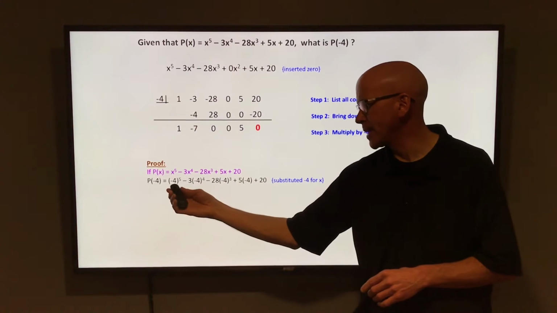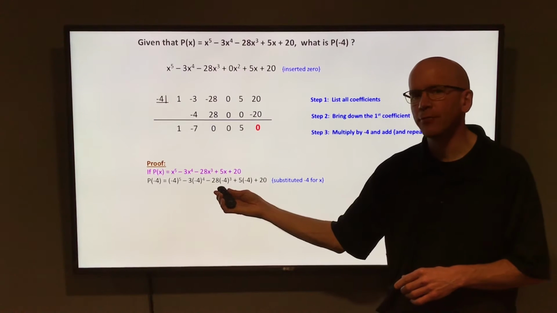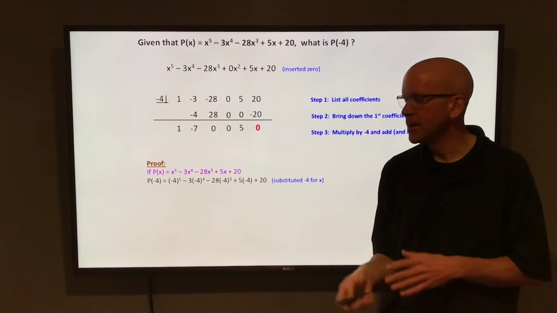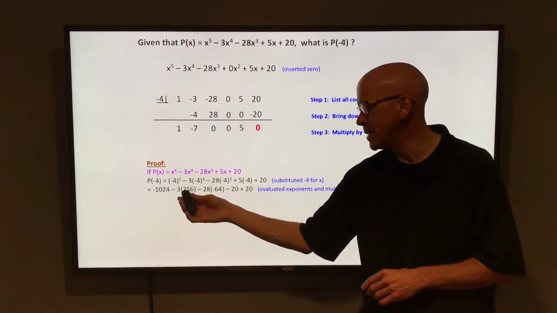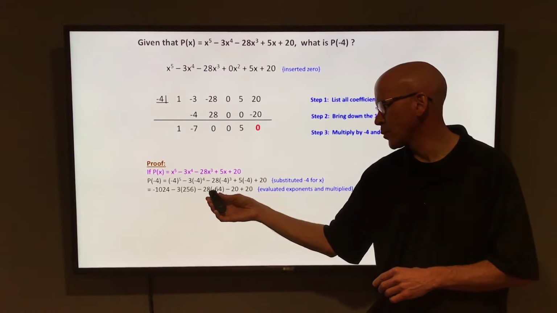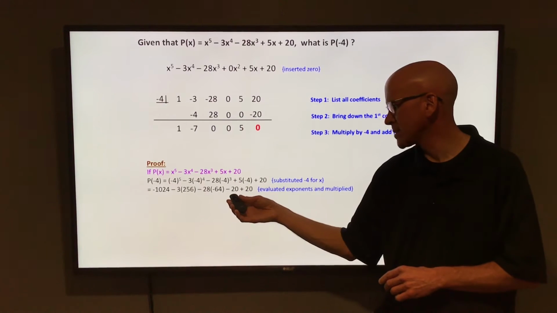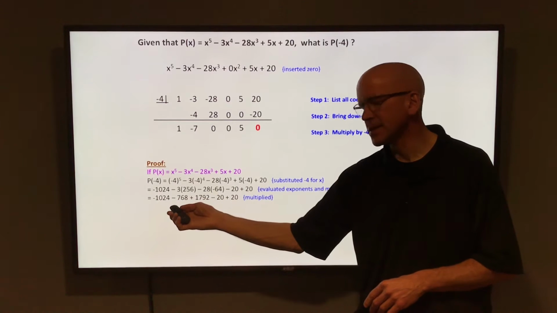So if you do that, you have negative 4 to the 5th, minus 3 times negative 4 to the 4th, minus 28 times negative 4 to the 3rd, plus 5 times negative 4, plus 20. Evaluate all those exponents, get 1024 minus 3 times negative 4 to the 4th is 256. Then negative 28 times negative 4 to the 3rd, it's negative 64. Minus 20 and plus 20.